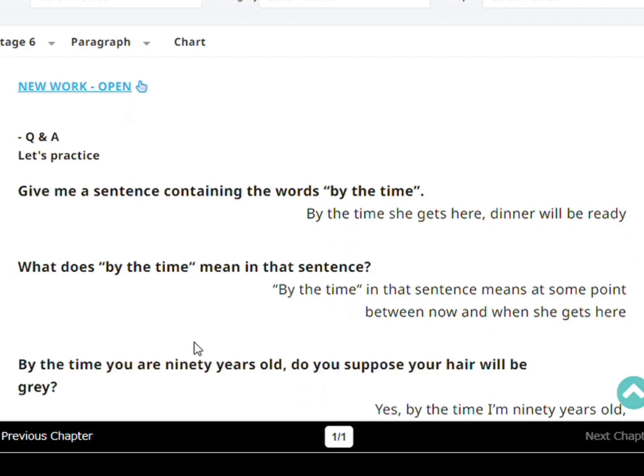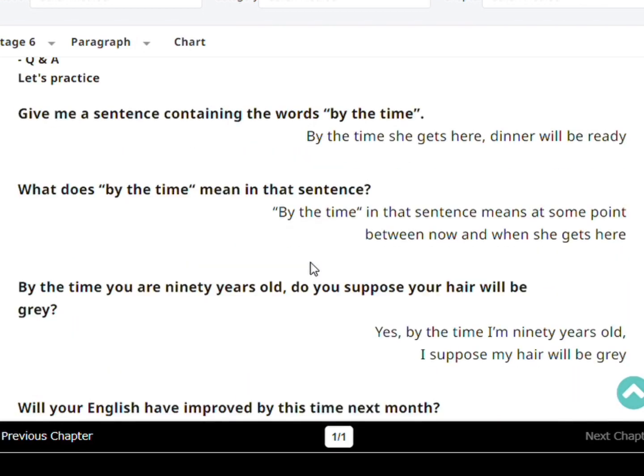Give me a sentence containing the words by the time, please. By the time he gets here, dinner will be ready. Will be ready. Very good.